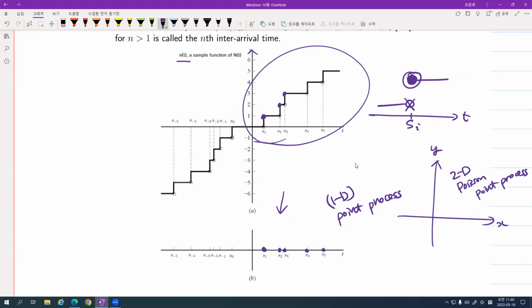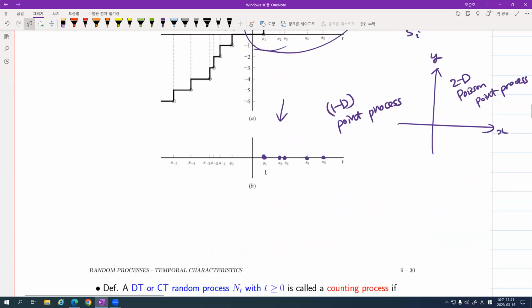Here, we only learn, for example, the 1D Poisson point process or Poisson process. Anyway, by the way, we can draw one more line, or we may define something like this. Let's define the length of this interval as x1, this interval as x2, this interval as x3, this interval as x4, which means that x of n equals s of n minus s of n minus 1 for n greater than or equal to 2, right? And for n equals 1, we define it as s of 1. Got it?